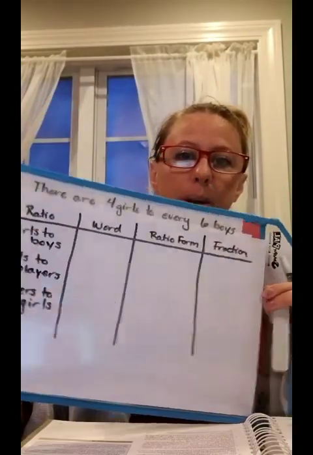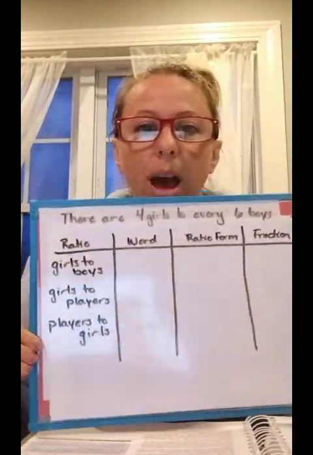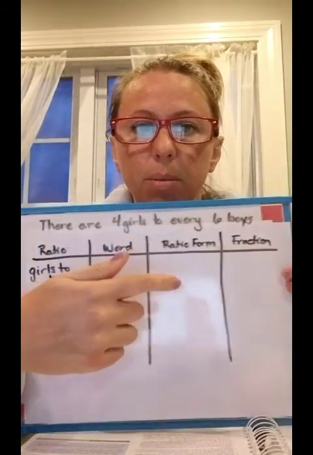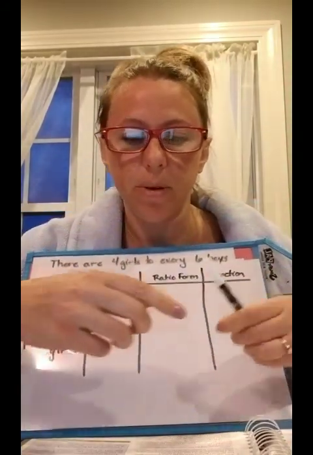The ratio of girls to boys can be written 3 different ways. We can use word form, we can use ratio form, or we can write it in fraction form. Now, that's a lot of talking, a lot of words, but it's really not that complicated. I'm going to show you a grid where we can compare things in word form, ratio form, and fraction form.